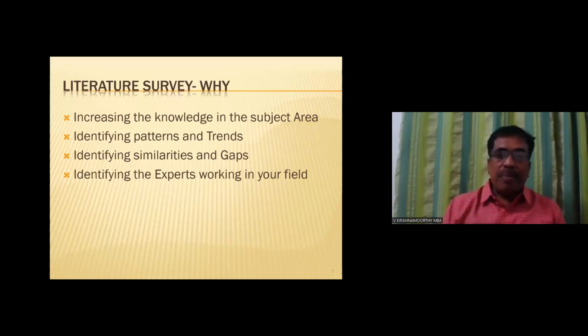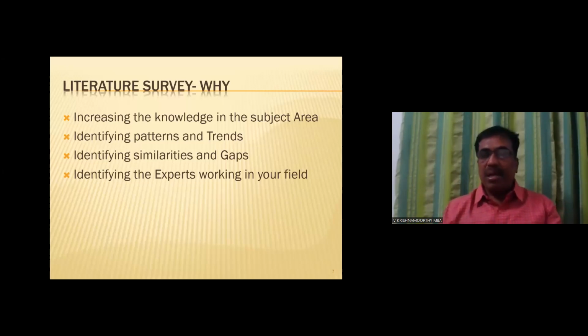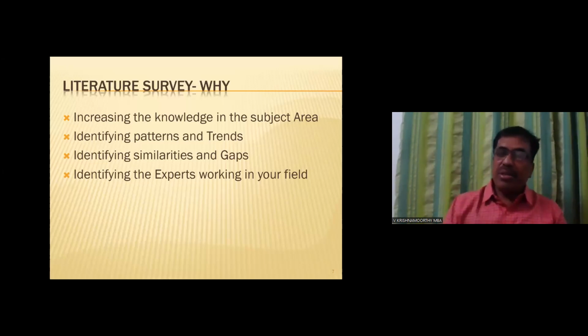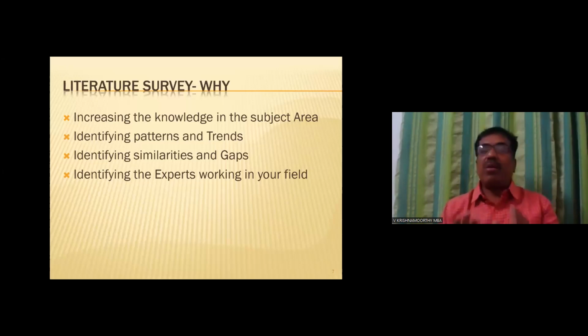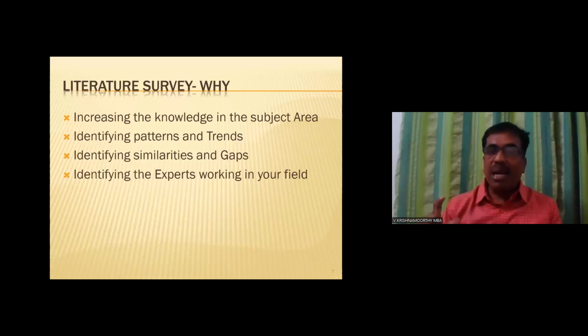Another important thing, you can also identify the patterns and trends. For example, let's take you are doing research in the stock market. You should know the pattern and the trend, how the stock price is moving, whether it is moving upward or downward. At least you should know the trend, and then the pattern. Only then can you predict or take some important decisions. This can be done only with the help of a literature survey. You can also identify the similarities and gaps.